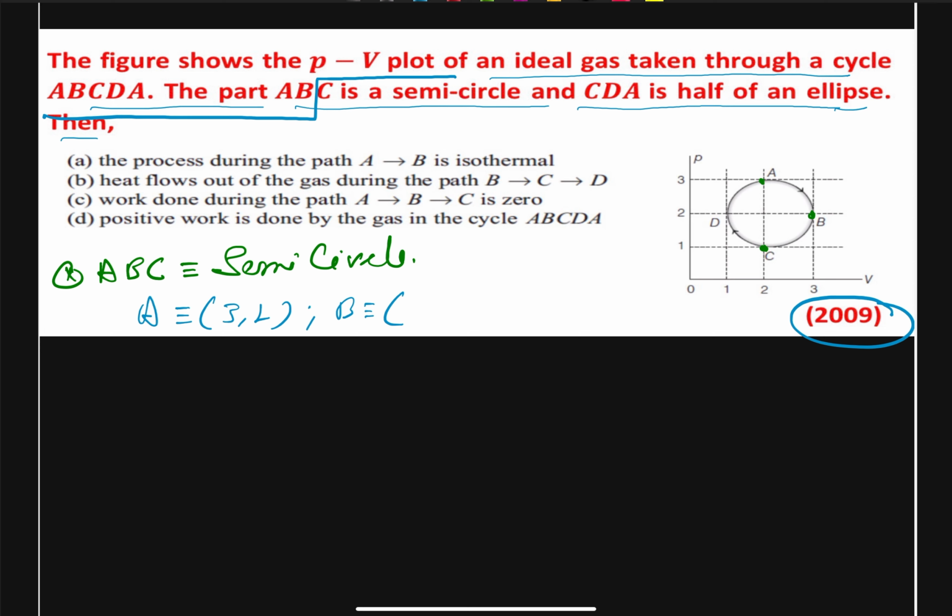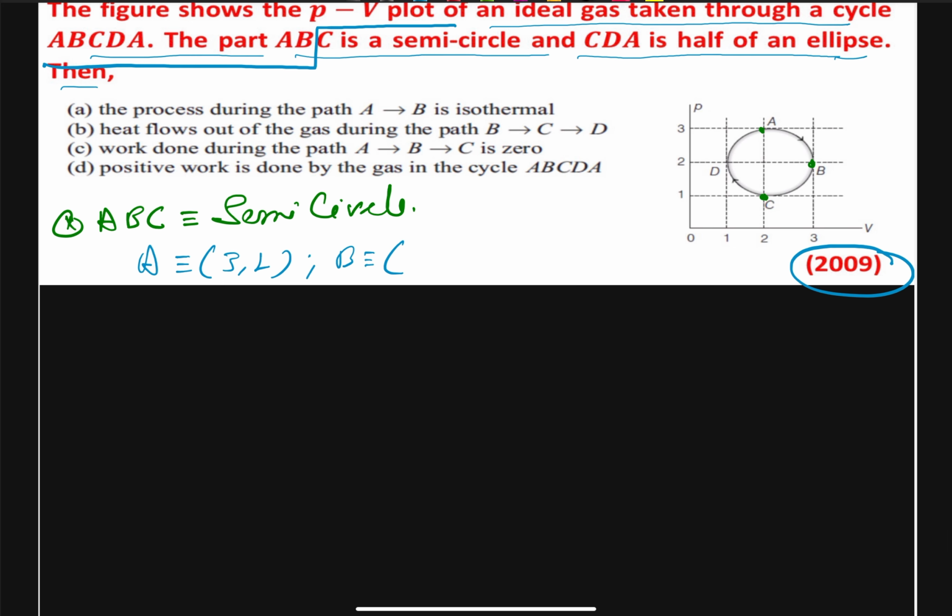Okay, anyways, it doesn't matter how we write the coordinates. We have our B, that is 2, 3, and we have C, which is 1, 2, and this we have written as per our PV plot. Okay, we have to remember this is with respect to PV, not as per XY.